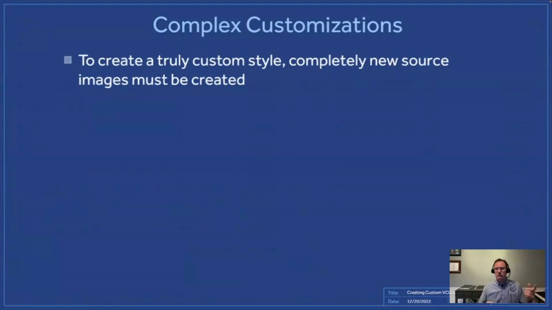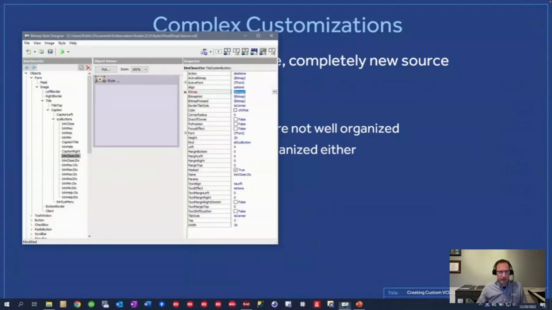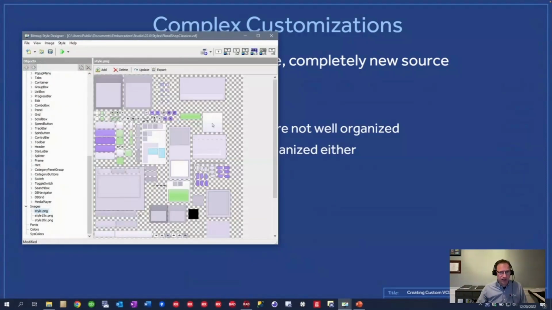One of the things, if you really want to create custom and not base off one that exists, you're going to want to create your own source images. To do that, that's a great time to redo the organization. As you noticed, the source images in here are all over the place. I mean, they're kind of grouped, but you've got things like the tool forms that correspond with the main forms in a different spot. It's kind of weird. We can do something to fix that.